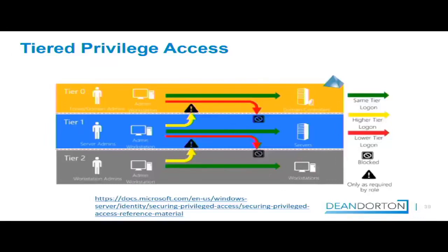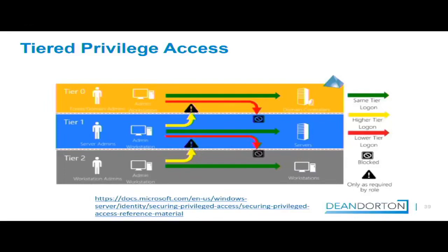Part of this securing privileged access material is a tiered privilege access model. In most environments we see, IT admins have two accounts. They have a regular user account that they might use to check their email and surf the web, and then they have a highly privileged account they may use to access a bunch of servers, so the infrastructure throughout the environment. In this model, instead of having two accounts, you would have up to four accounts. You would have an unprivileged user account, a workstation admin account, a server admin account, and then a domain admin account. And this is key: the domain admin account can only be used on the domain controllers. It can't be used to sign on to anything else.